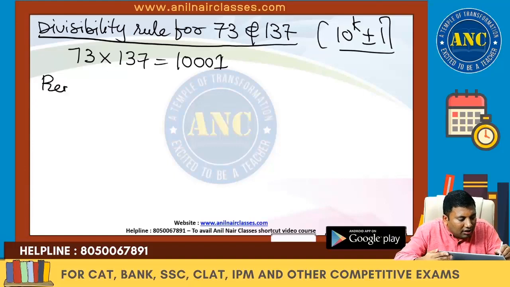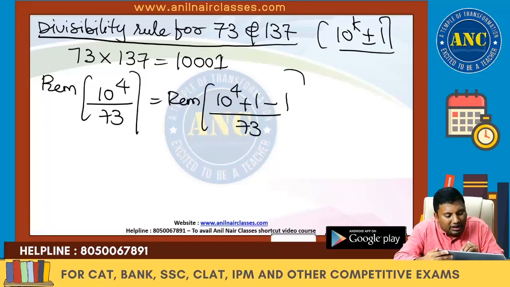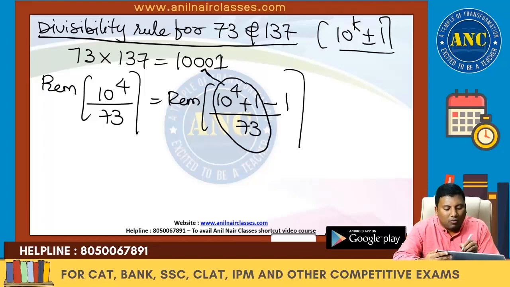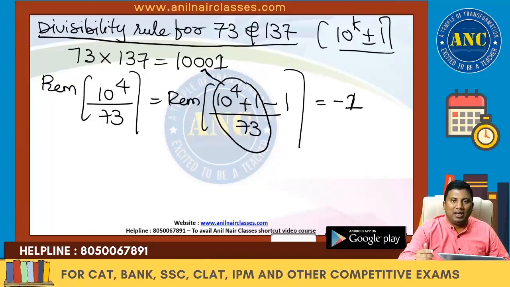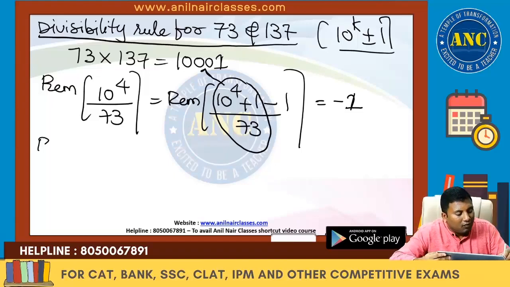That means 10 power 4 divided by 73. This can be written as 10 power 4 plus 1 minus 1 divided by 73. 10 power 4 plus 1 is nothing but this number. So what is remaining? Remaining is minus 1. Are you all with me? 10 power 4 divided by 73 is minus 1. Sir, I want a generic remainder proof. That also you can do.